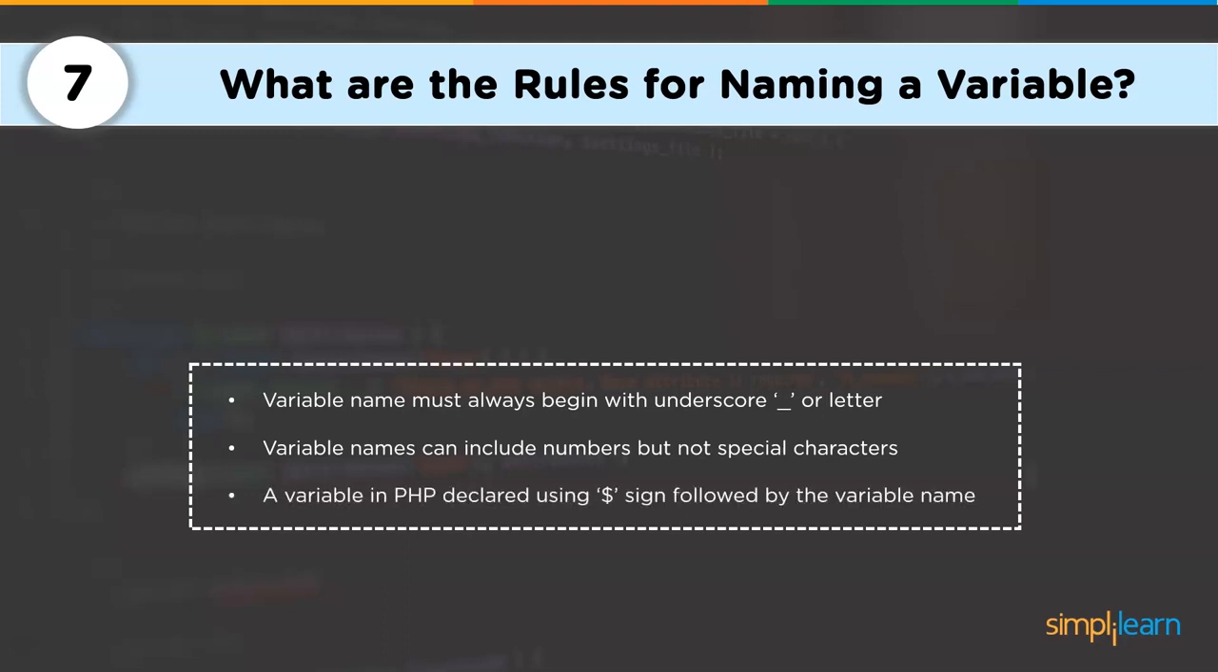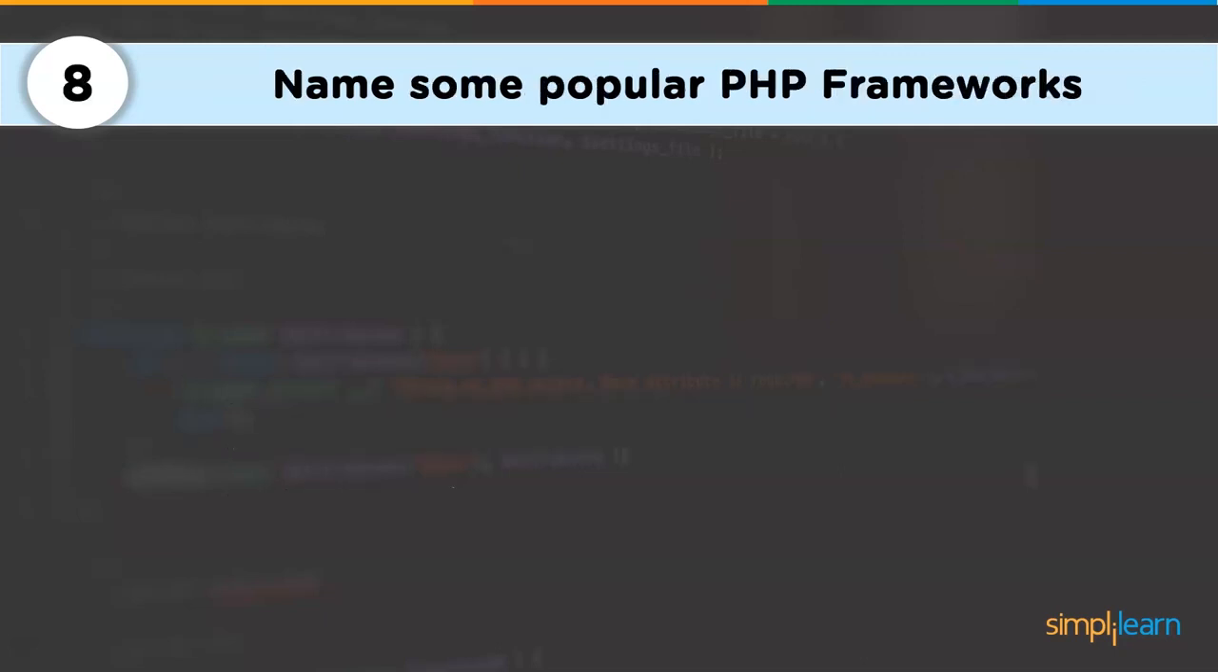Next, a variable in PHP is declared using the $ sign followed by the variable name. Now, as you can see, this is how we declare a variable: $my_variable. You can also put a number in between or at the end while naming a variable, just not at the start.